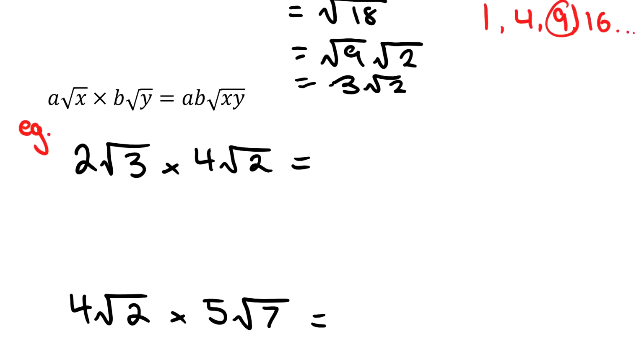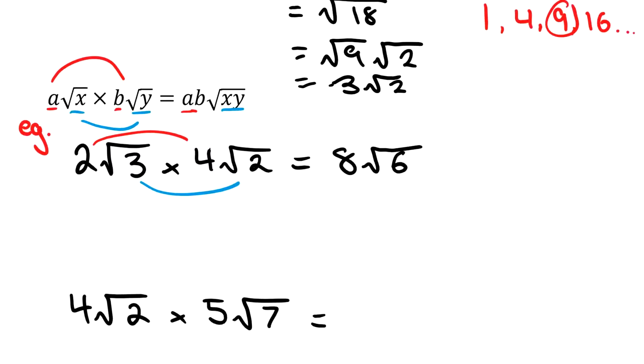So here we have another multiplication of surds. This time we have two coefficients out the front, a and b, as you can see here. So essentially you times your coefficients and then you times your surds. So as you can see, you get a times b here, and then you get x times y inside the surd. So again, we'll do the same thing. We've got 2 times 4 here, and we've got 3 times 2. So 2 times 4 gets me 8, and then we have 3 times 2 for our surd component, which is 6.